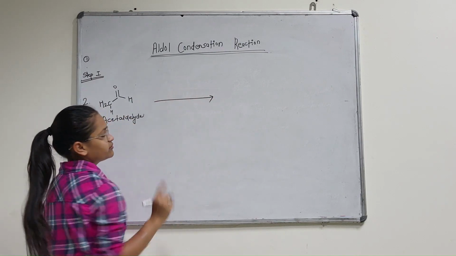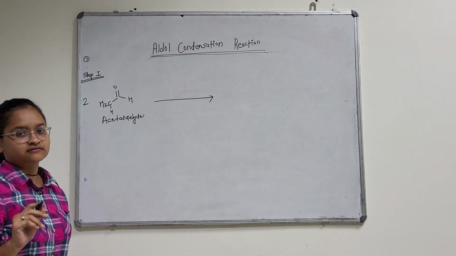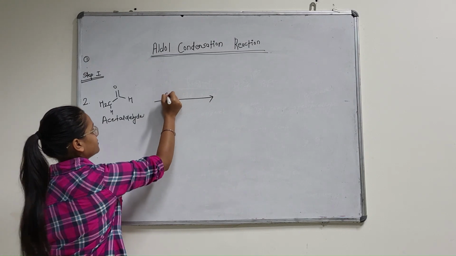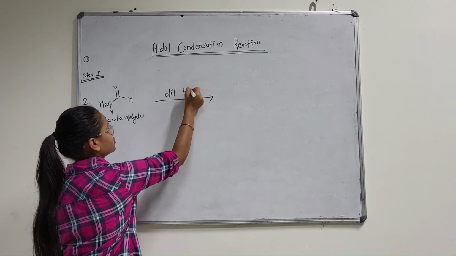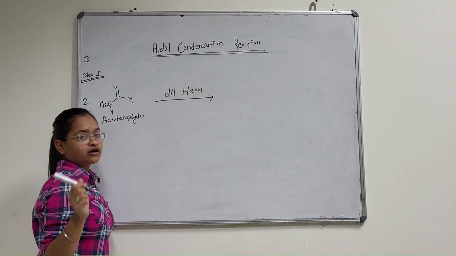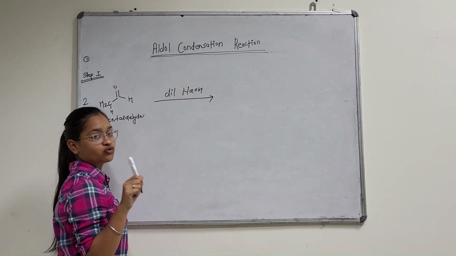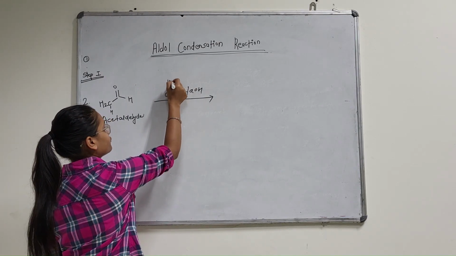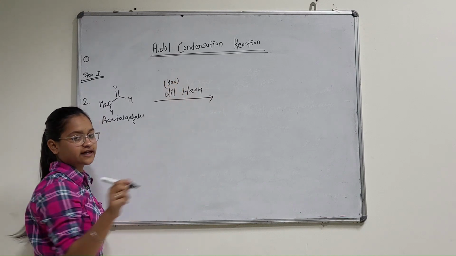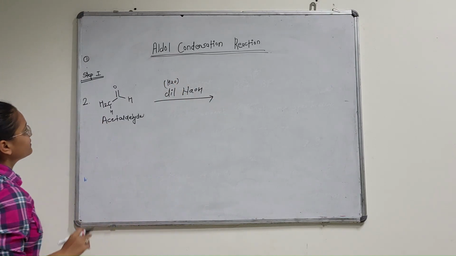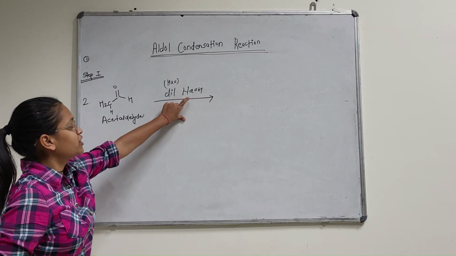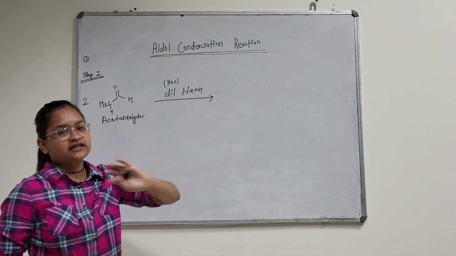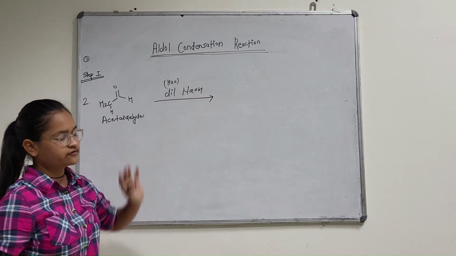In the first step, we take the diluted base, NaOH. Diluted means base with some amount of water. What is the use of this water? I will tell you in the next step. So what happens in the first step? What is the major work of the base? The base abstracts the acidic proton. This is the first work of the base.